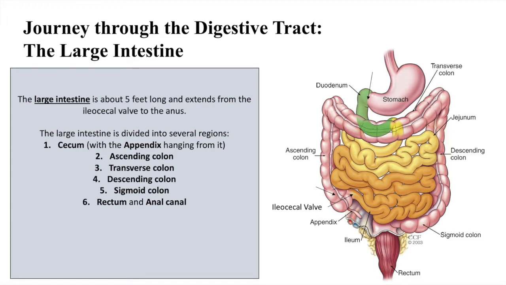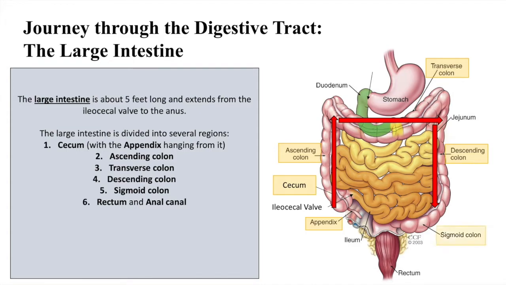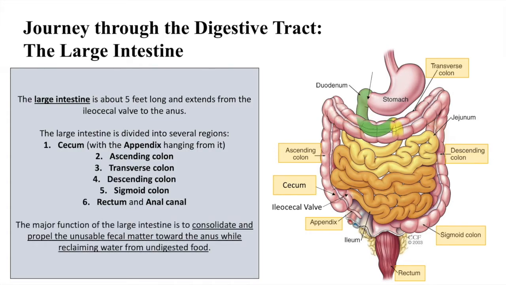The large intestine is about 5 feet long and extends from the ileocecal valve to the anus. The large intestine is divided into several regions: the cecum, with the appendix hanging from it, the ascending colon, the transverse colon, the descending colon, the sigmoid colon, and finally the rectum and anal canal. The major function of the large intestine is to consolidate and propel the unusable fecal matter toward the anus while reclaiming water from the undigested food. Bacteria within the large intestine also manufacture vitamins B and K.